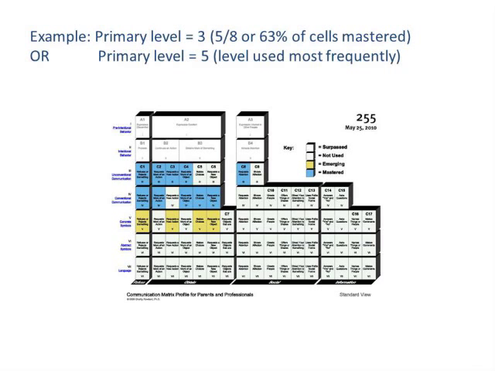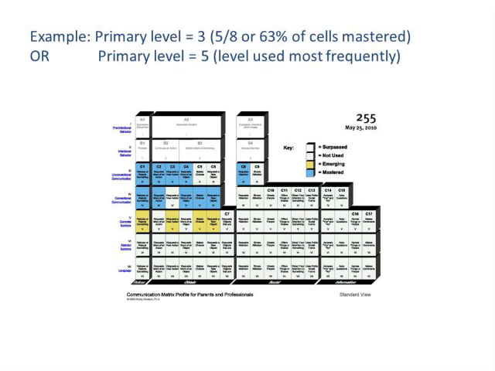Looking at the same profile, we see that 5 out of 8 cells, or 63% of cells, are mastered or emerging at level 3. At level 4, 5 out of 14, or 36%, are scored mastered or emerging. At level 5, 4 out of 17, or 24%. So the primary level would be 3, which has the highest percentage of cells mastered or emerging at 63%.